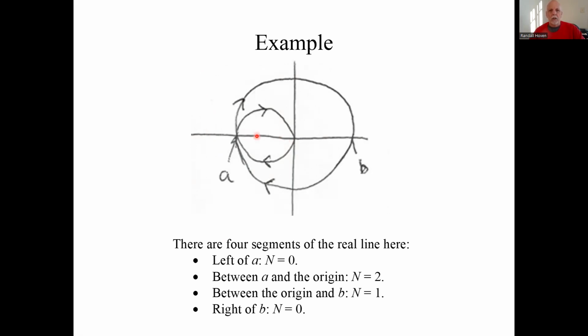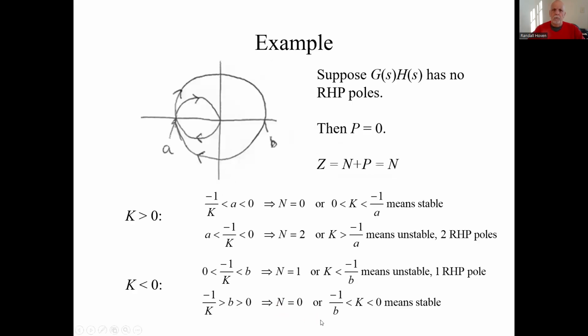Pick a point in here and go out to infinity, sort of an imaginary line. It's encircled by 2 clockwise loops. So N equals 2 there. Here, between the origin and B, it's surrounded by 1 clockwise loop. N equals 1. And to the right of B, no loops at all, N equals 0.